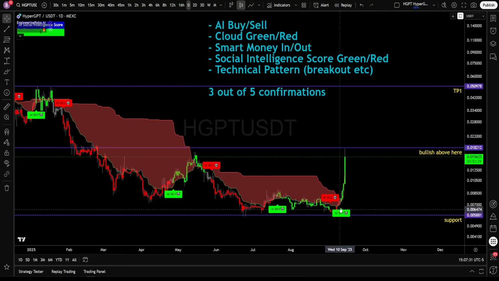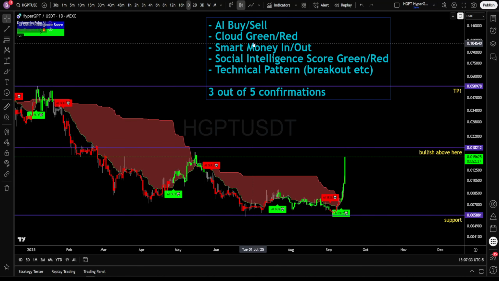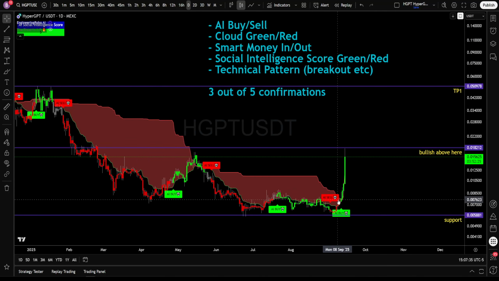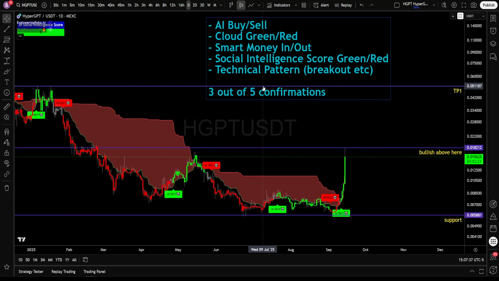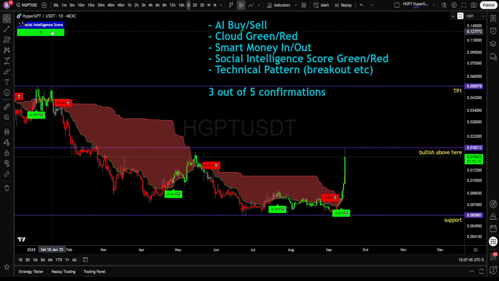So I've got my buy signal here. It also broke out of the red cloud here. So it broke above the red cloud. Social intelligence score is in the green up here. I don't have the dashboard open. I mean, that's 3 right, already. But you could also open up the dashboard here.